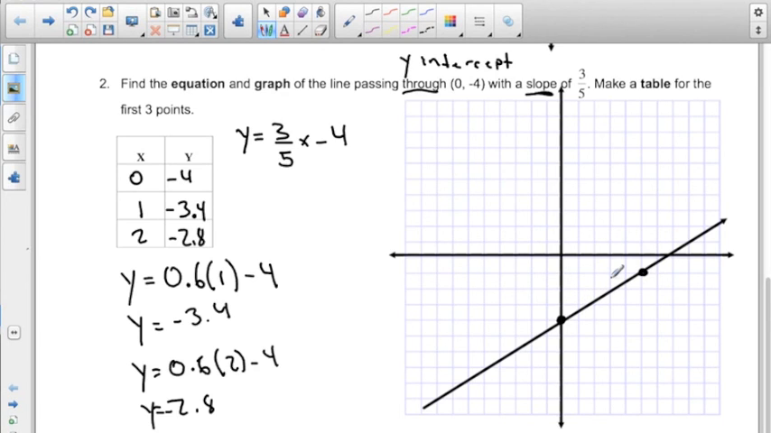There's no reason why you guys can't get this on the test. Okay? So let's go on to the next question.